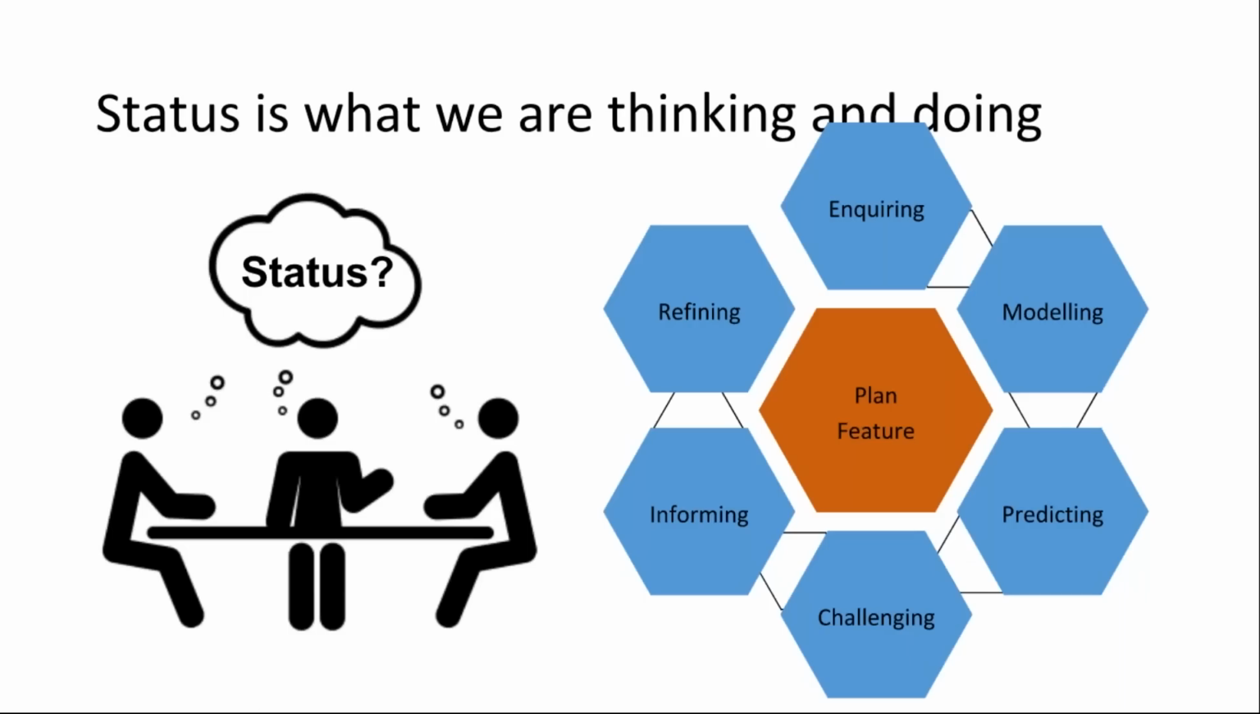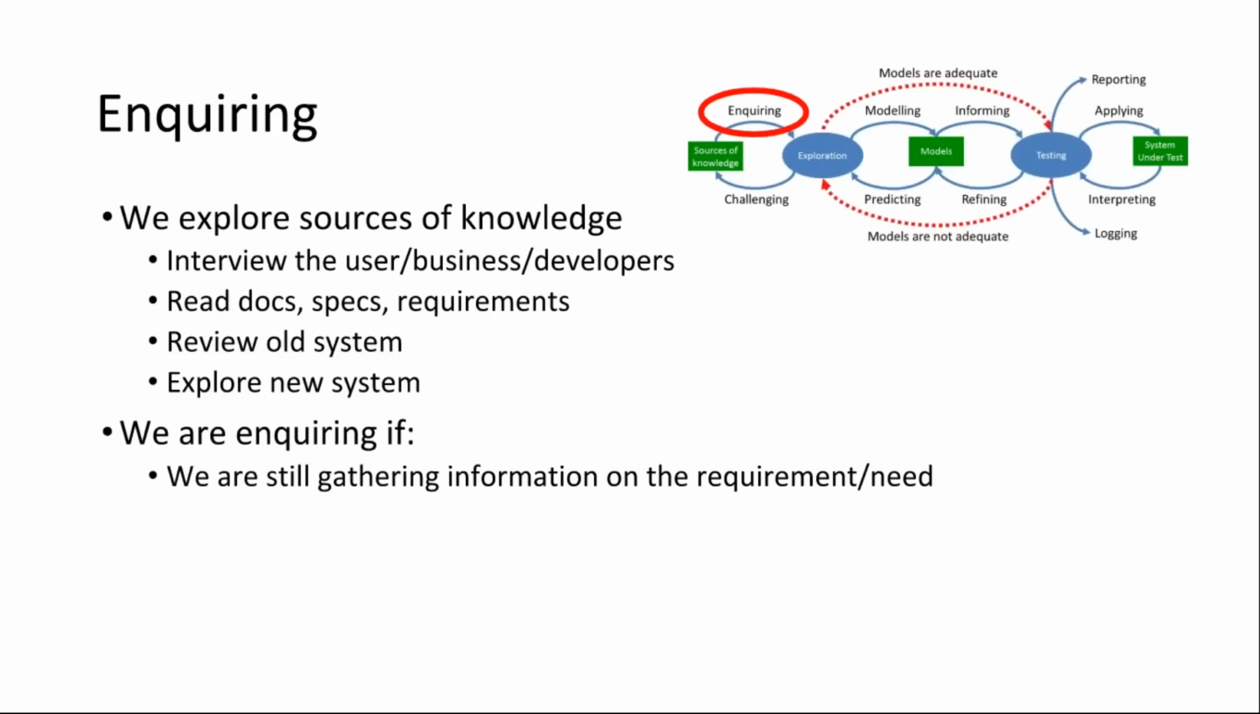So I've suggested already that in terms of any feature that's coming, the way we think about it, whether we're inquiring, asking questions, modeling, trying to understand, predicting, using our model to derive interesting scenarios, examples, challenging, using those examples to challenge our sources of knowledge to say, is this really what you want the software to do? Informing is about informing the design of tests, and refining is where we refine our model. That we've got some experience of execution, and now refining the model is our goal. So I want to suggest the status is actually how we think about each feature. And I just want to very briefly go through each one of these.